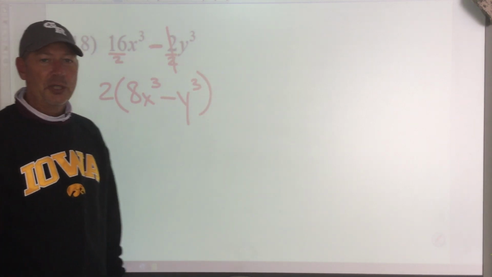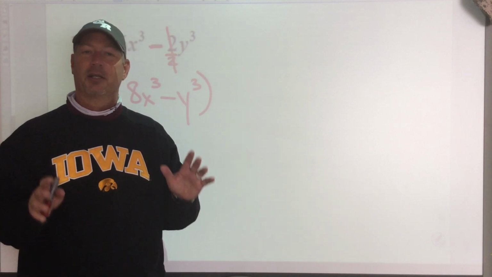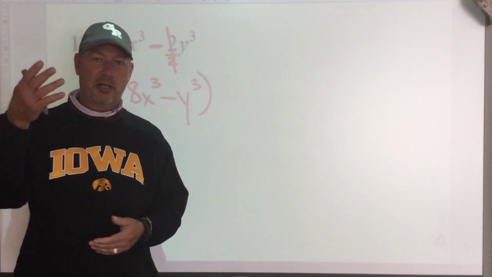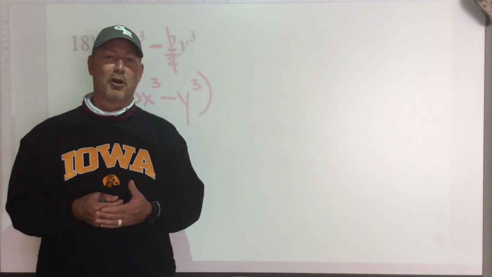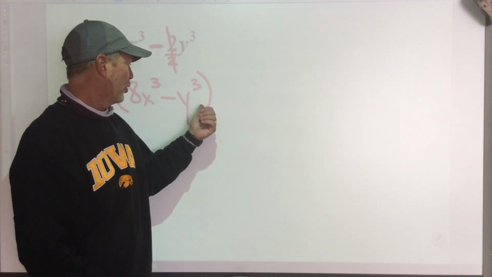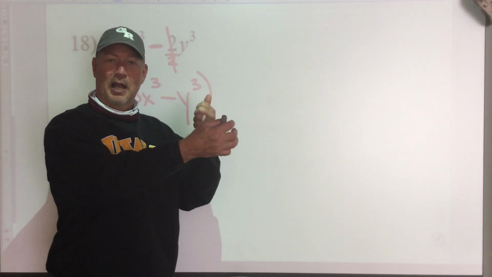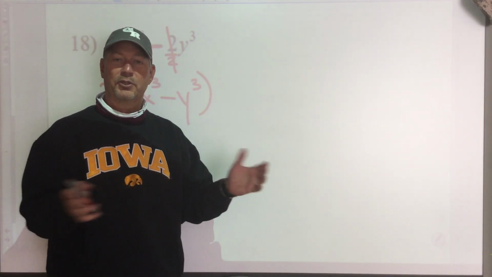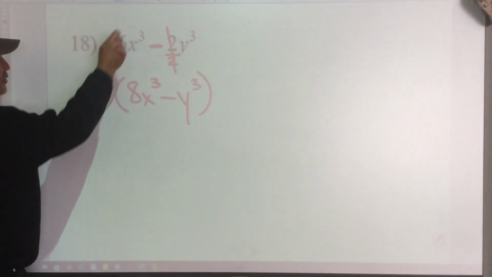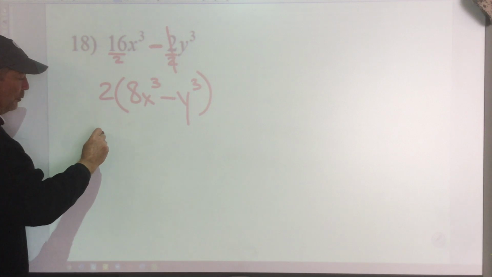Uh-oh. What do we do when there's two variables? Take a deep breath. It's easy. Because where did x to the third come from? X to the third came from x times x times x. Where does y to the third come from? Y times y times y. So it's not that big of a deal, even though they're variables. All right? So we bring down our 2. Please don't forget about the 2.